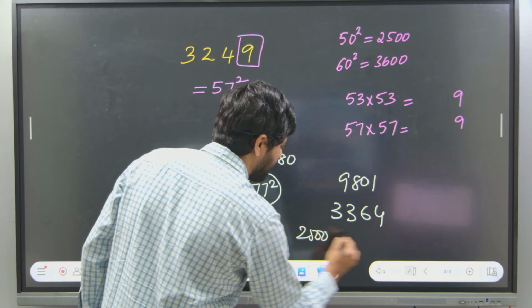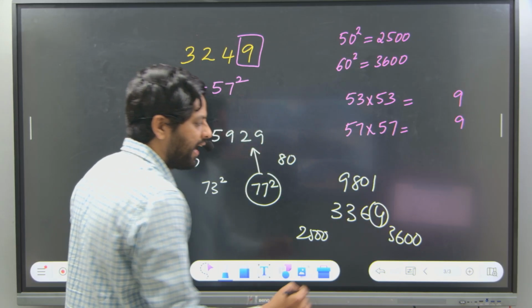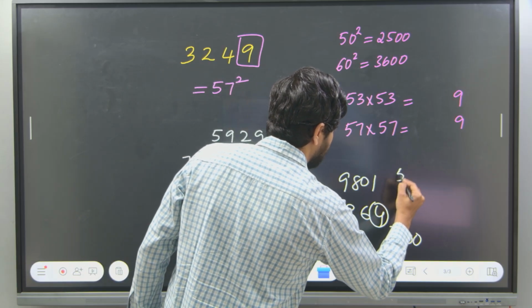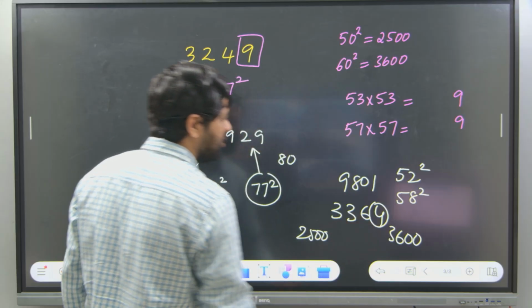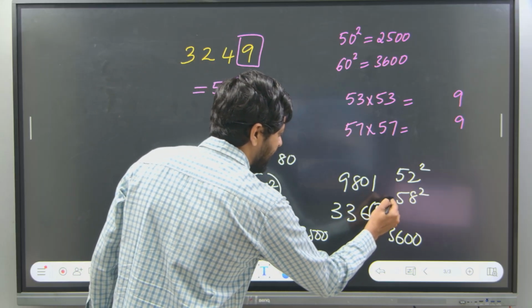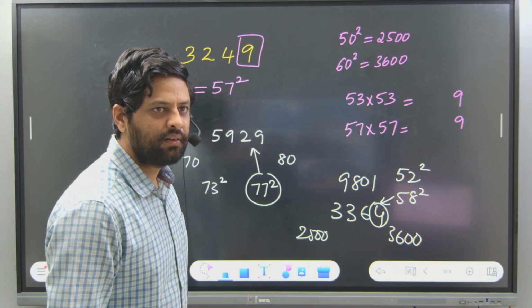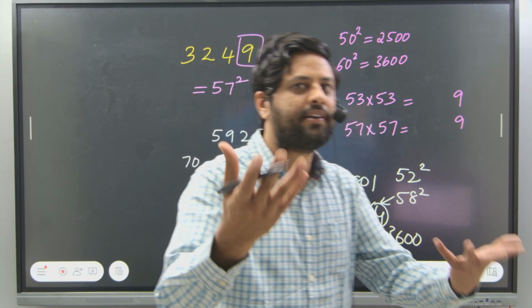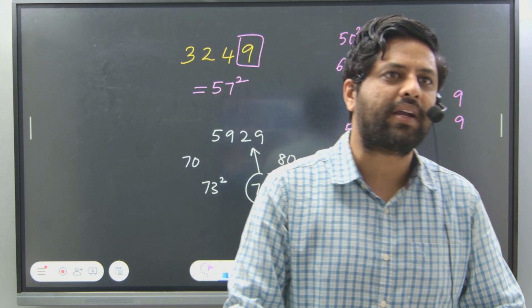3364 lies between 2500 and 3600. When will it end with 4? Either it has to be 52 square or it has to be 58 square. Is it closer to 3600? So it has to be 58 square. Am I right, dear? So what am I trying to say? Once you use it very often, you will become very quick.